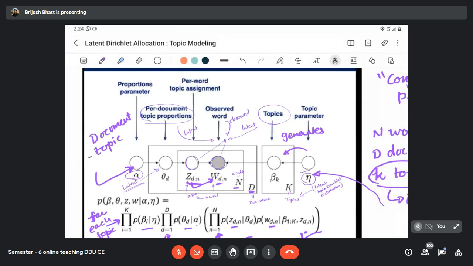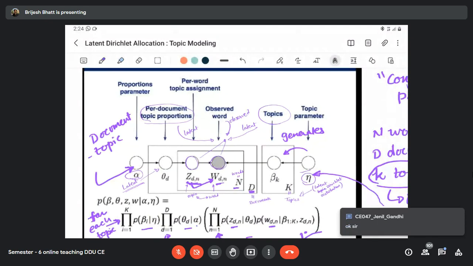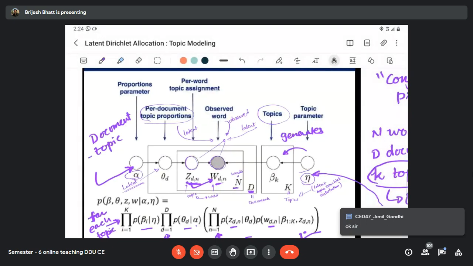To answer the question, the number of topics is fixed. When we run an algorithm, we run for a fixed number of topics. We say that let's say there are 10 topics or 20 topics or 50 topics. That number is fixed. But the question is how do you identify this is a topic? How do you know that it is about this particular topic? That is not known. And we hope that the algorithm will figure out the topic for us.